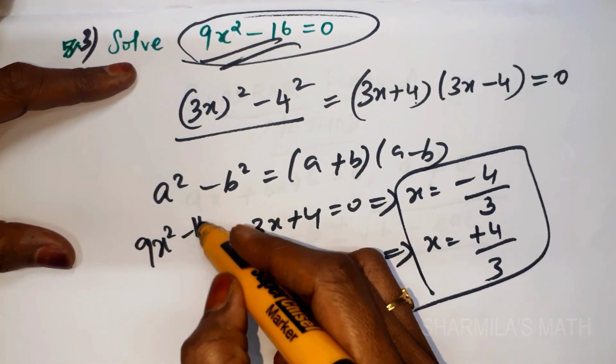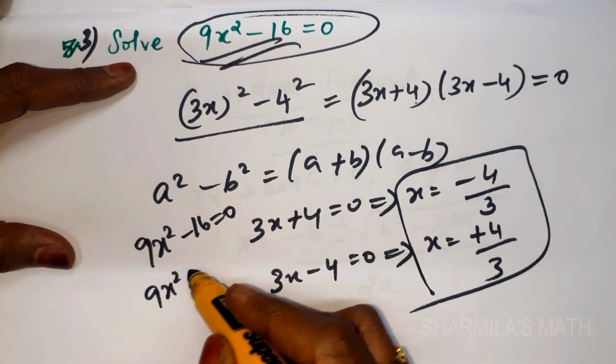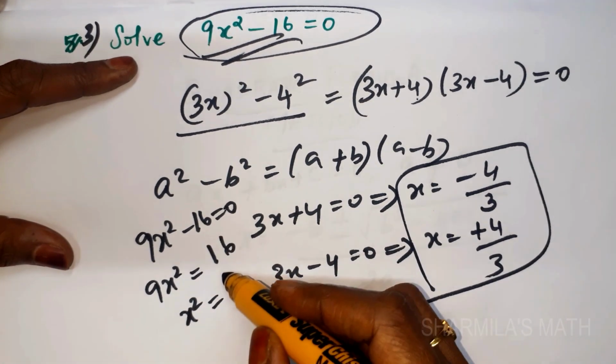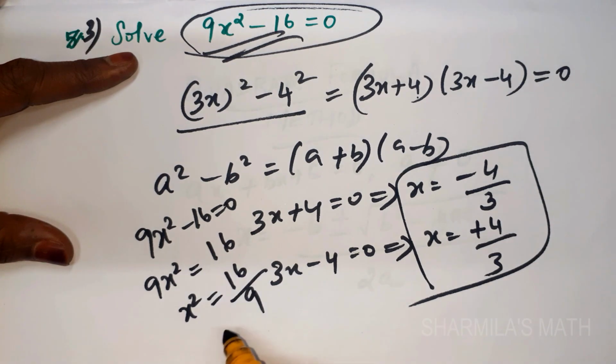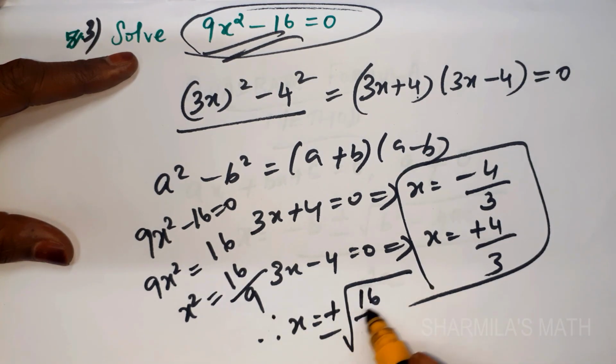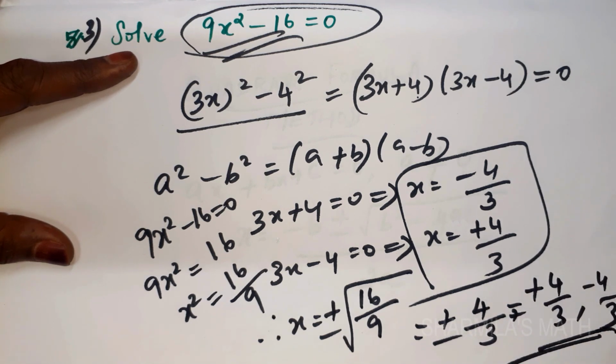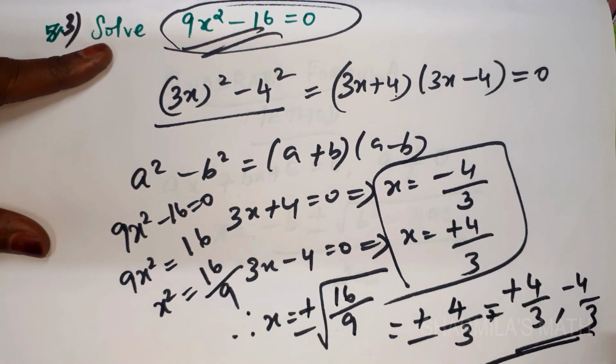9x squared minus 16 equal to 0. So 9x squared is equal to plus 16. So x squared is equal to 16 by 9. Therefore, x is equal to plus or minus root of 16 by 9, which is equal to plus or minus 4 by 3, which is equal to plus 4 by 3, comma, minus 4 by 3. Like this also we can do this problem. Is that clear?